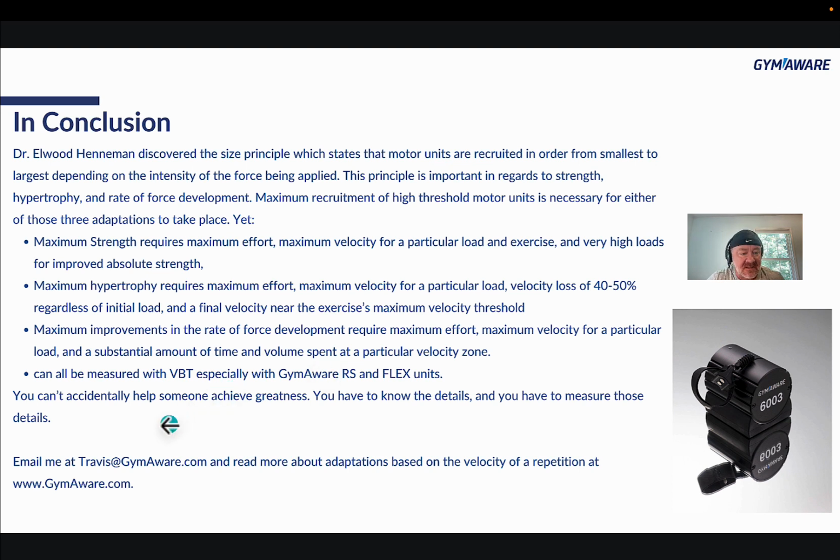And hear me when I say this, you can't accidentally help someone achieve greatness. You have to know the details, and you have to measure those details. You can get someone better, and you can improve their athletic ability with a minimum amount of knowledge. Just lift and get them in the weight room, and you're going to get all kinds of adaptations, especially with newbies. But if you want to get somebody to be the next Michael Jordan, or you want to get someone to the Olympics, or you want to get someone to chase down Usain Bolt and be the fastest guy ever, you better understand the details.